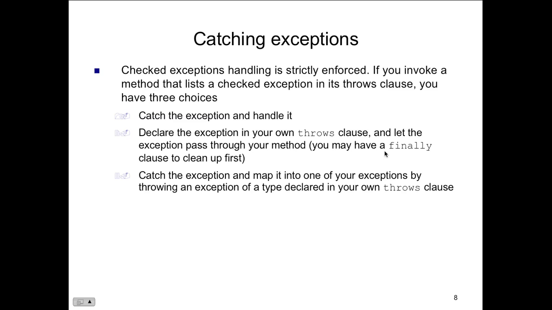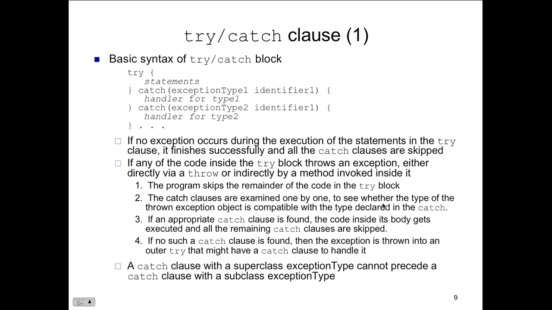And you may have a finally clause to clean up after it passes through, if you've inherited from Exception. Or, choice number 3, catch the exception and map it into one of your own exceptions by throwing an exception of the type declared in your own throws clause. So let's try a little example here and see how that works.